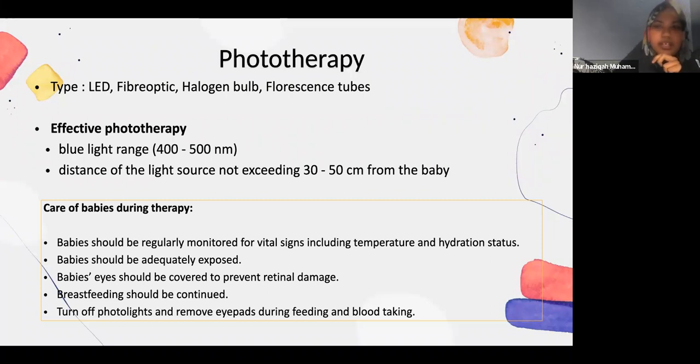Because when using phototherapy, there is care needed, which is that we need to monitor vital signs such as temperature and hydration status. The baby during the phototherapy session needs to be adequately exposed, while the eyes need to be covered to prevent retinal damage. Even though there is phototherapy, the baby needs to be breastfed. This phototherapy enhances the uptake of bilirubin to be excreted.